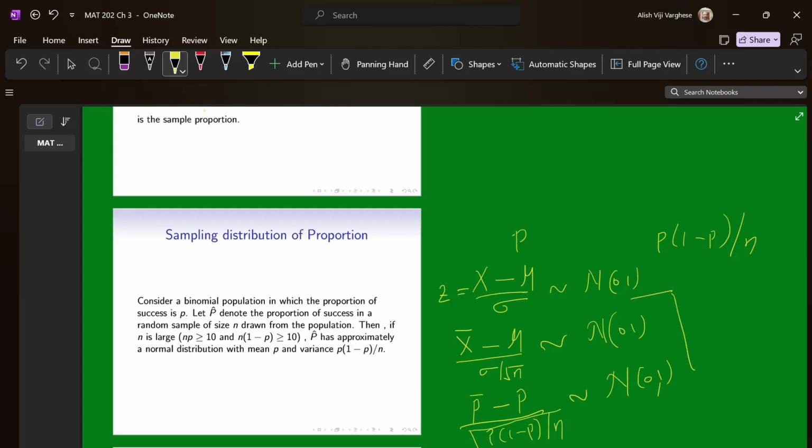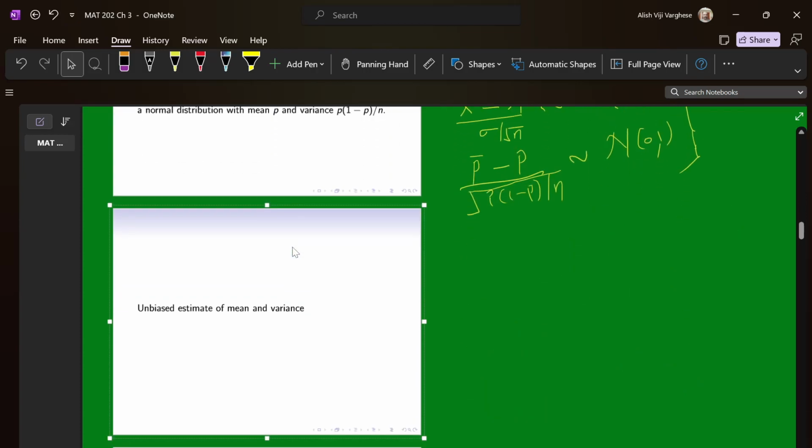So the sampling distributions of x bar and p bar in large samples can be approximated as normal random variables, and if we use the appropriate transformations, then we can convert them into standard normal random variables, which will help us to find probabilities related to these statistics.